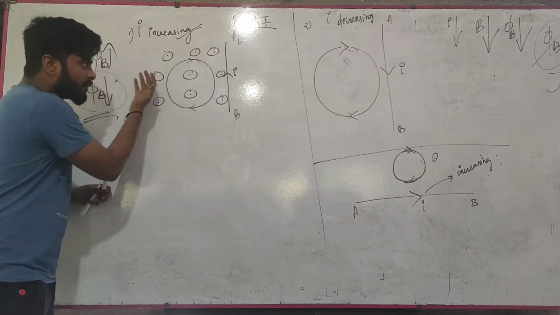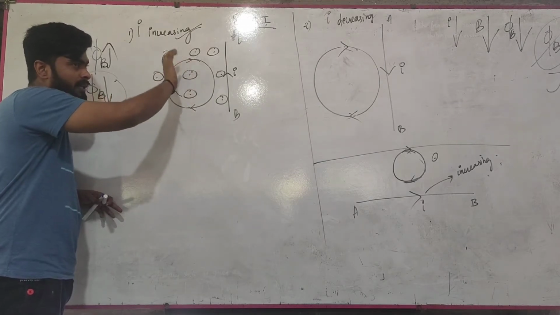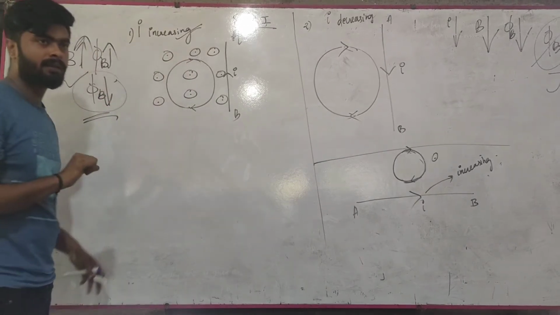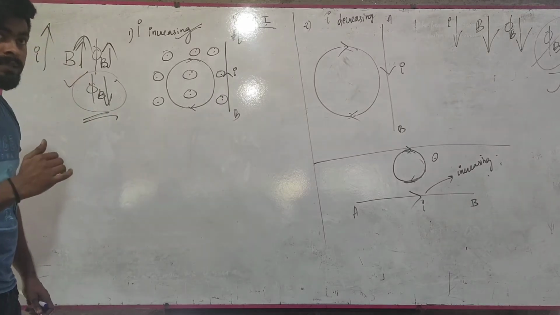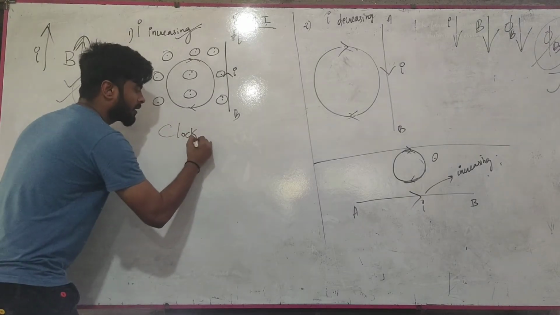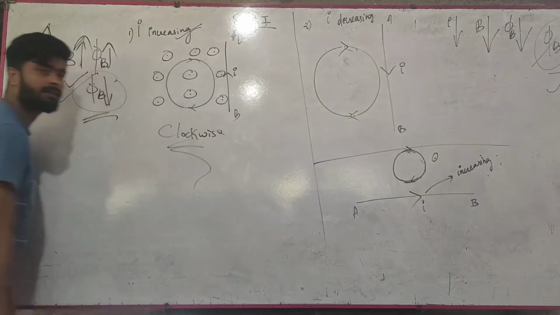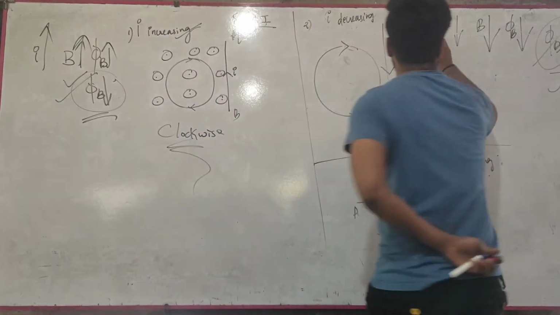The original magnetic field was coming outside. The magnetic field due to the induced EMF or current is going inside. Right? So both are opposite. So the net magnetic field will decrease. The net magnetic flux will decrease. So the direction will be clockwise. Right? Clear?